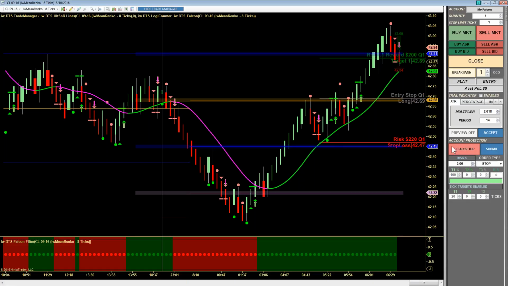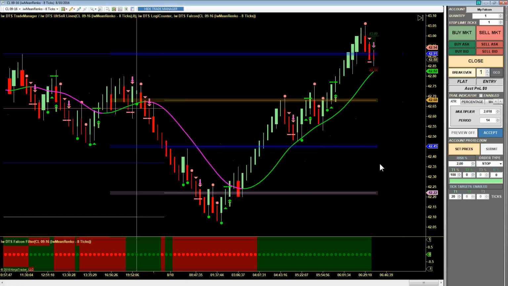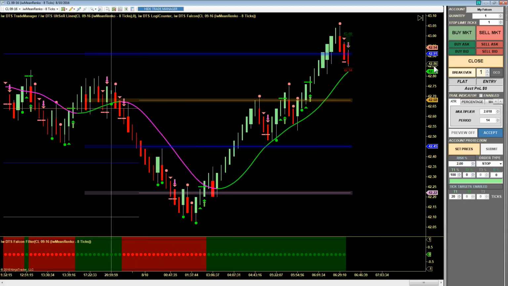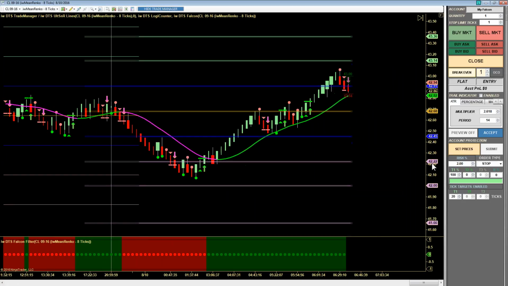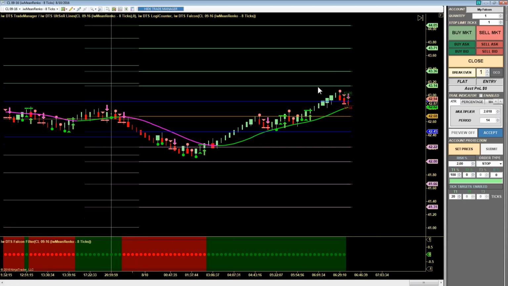Yes, it did. These horizontal lines that you see here on the crude oil chart with the Falcon, this is actually a system add-on. What that means is it's a standalone. You can put this with any chart. It can be a 5-minute chart.